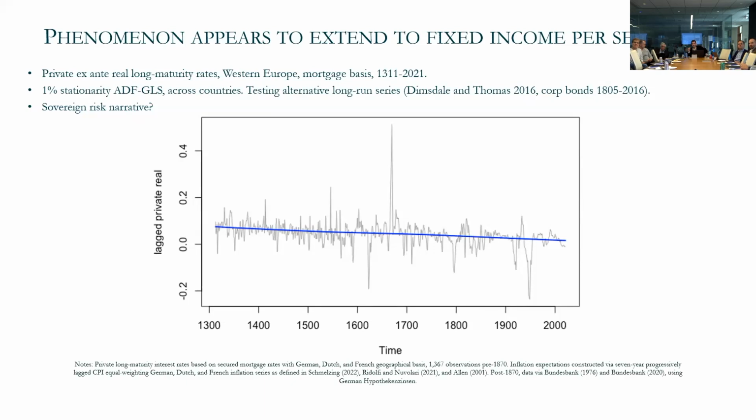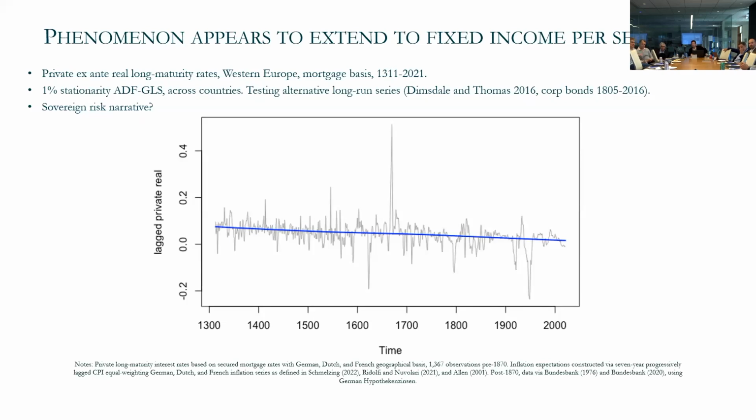We can measure them, long maturity, secured voluntary rates for the same set of countries. This is Central Europe, and we are seeing the downward trend as well. We are showing you a couple of other series, corporate bonds that we can measure from the 19th century in the appendix. This is a phenomenon which appears to extend to other asset classes, at least in the fixed income space.